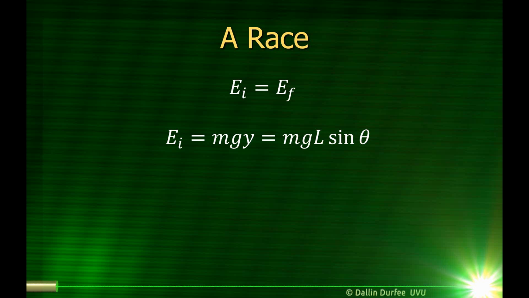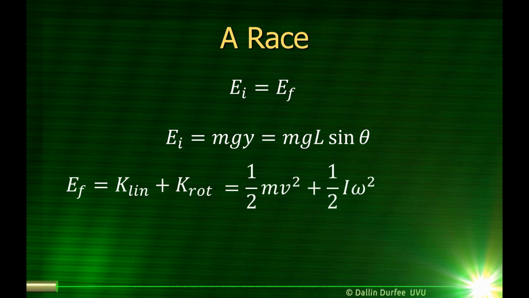relative to horizontal. So this is just mg times the initial height of the objects before they roll down the ramp. Well, the final energy, there's going to be no potential energy when they get to the bottom, because that's where we've defined y to be 0. So it'll just be the kinetic energy, which is the sum of the linear and the rotational kinetic energy, which is 1/2 mv squared plus 1/2 I omega squared. So now we can just set the initial and final energies equal to each other.